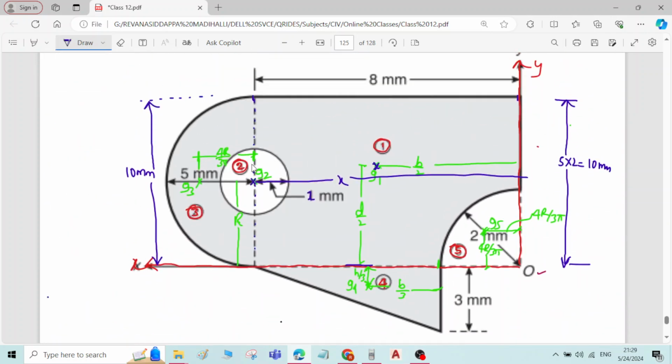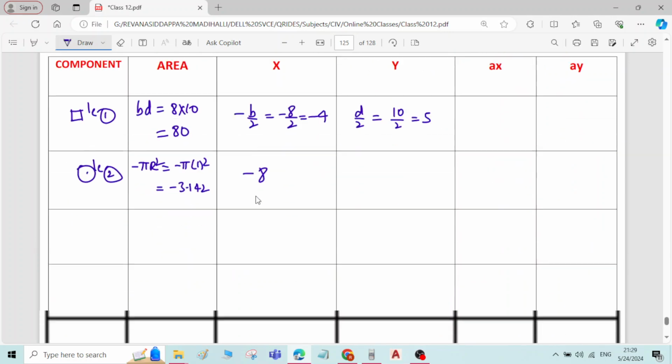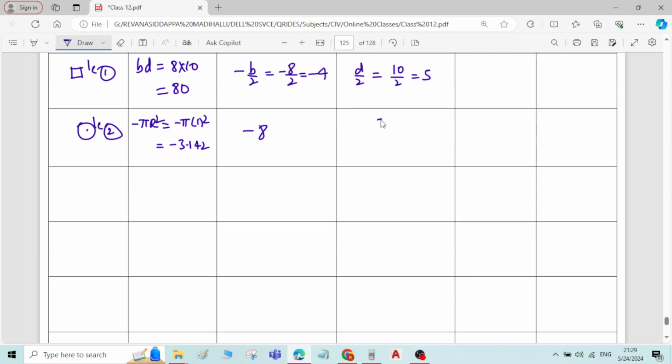Coming to the y value, the distance of the centroid of the circle from the reference x axis. This is the y value for the circle, the distance of g2 from the reference x axis. It is directly equal to the radius of the semicircle, right? So it is 5 mm.